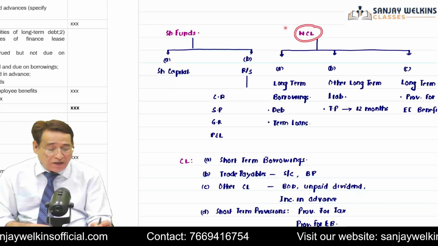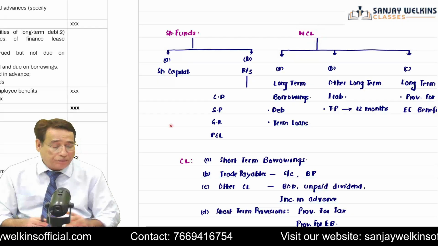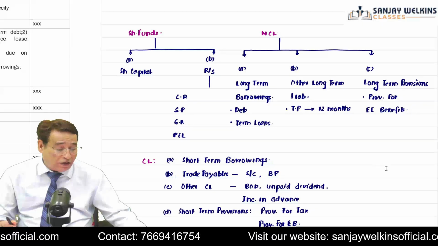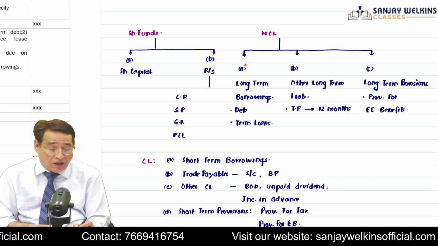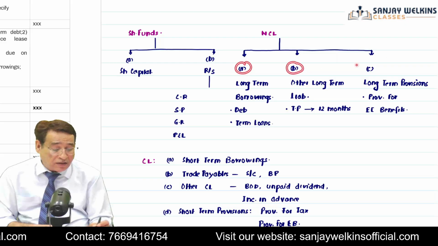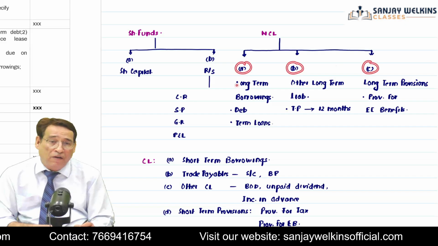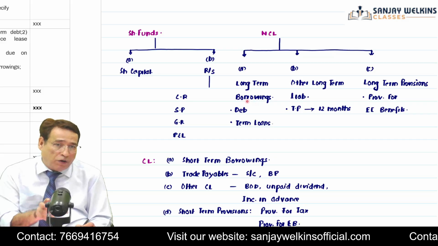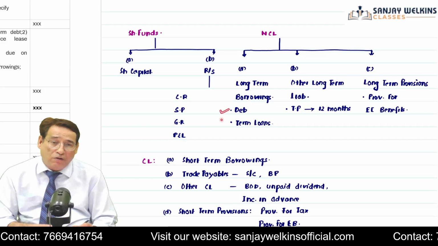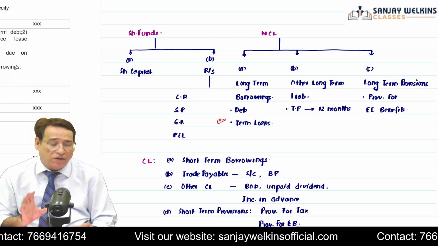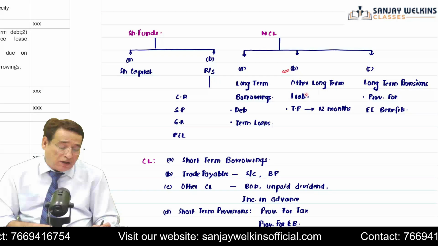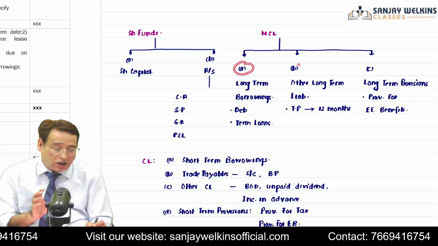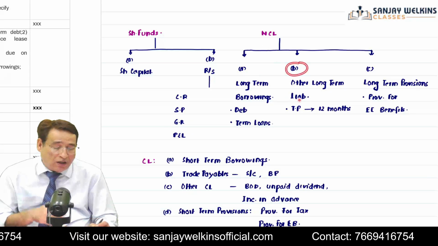Similarly, our second category is non-current liabilities. Non-current liabilities need to be segregated into 3 parts. The first part is long-term borrowings. Generally, under long-term borrowings, you will include debentures and long-term loans. Similarly, we will write here other long-term liabilities. That means non-current liabilities are segregated into 3 parts: long-term borrowings, other long-term liabilities, and long-term provisions.